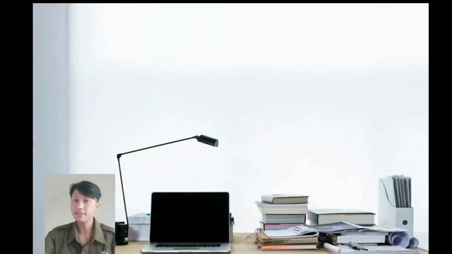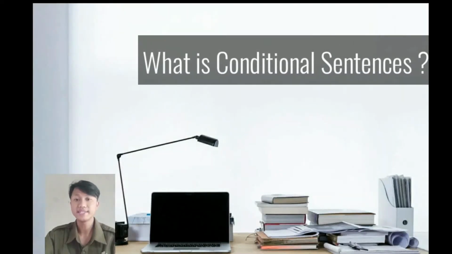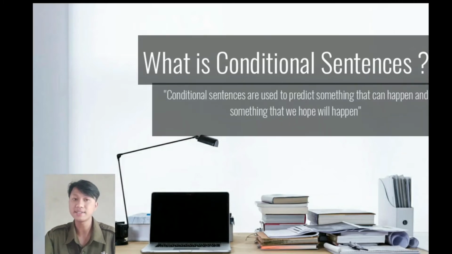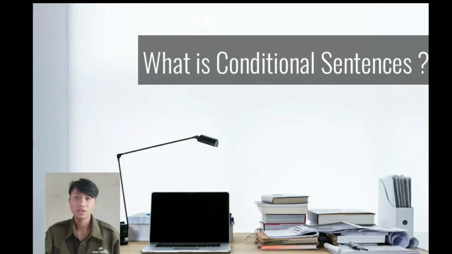Okay, today we are talking about grammar lesson, conditional sentence with if and without it. Firstly, we'll talk about what is conditional sentence. Conditional sentences are sentences that provide conditions and result of conditions that occur, or events that occur only if a certain condition is met or implemented. Conditional sentences are used to predict something that can happen and something that we hope will happen.